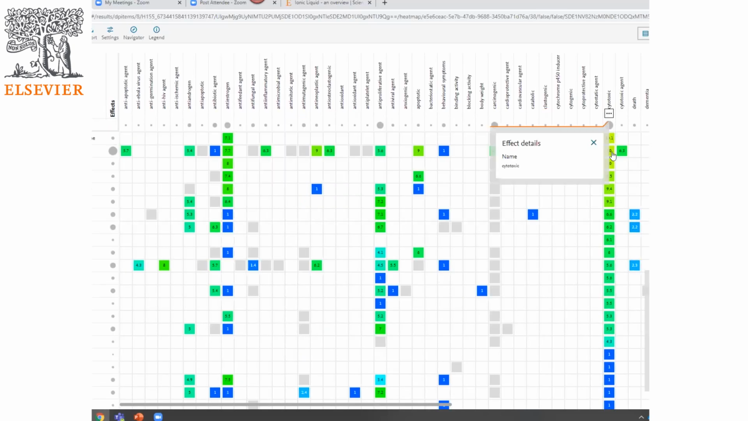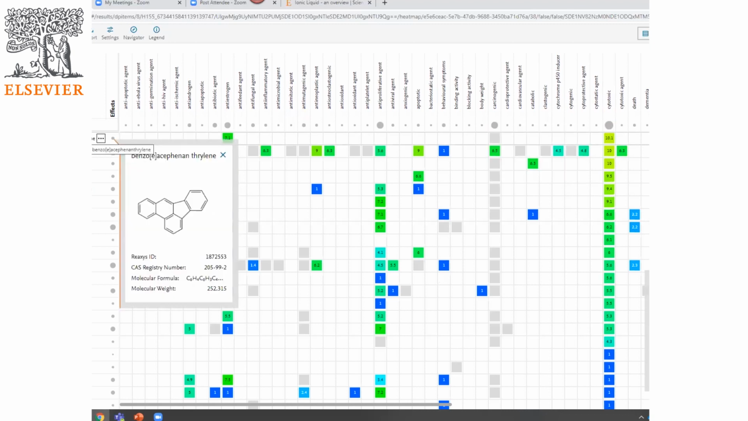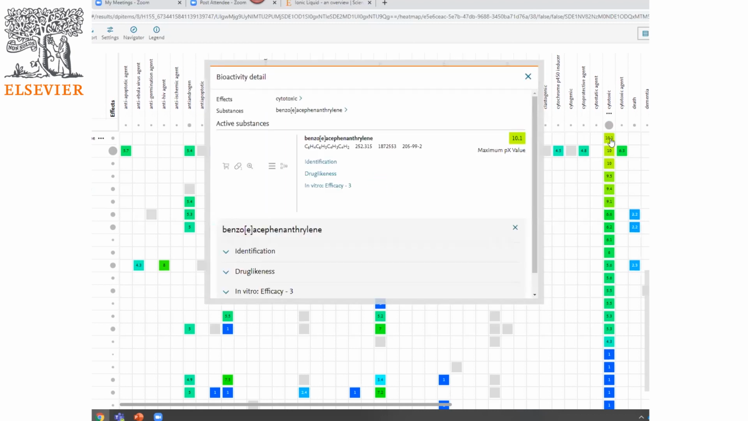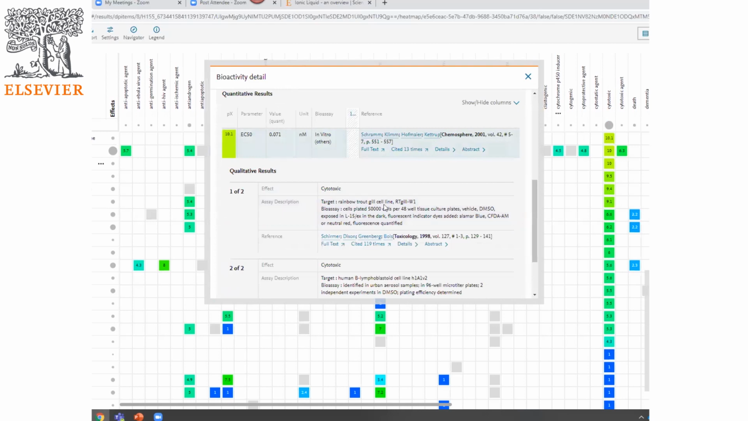Just click there and you will see the cytotoxicity. The most dangerous compound, this one, has the highest cytotoxicity, 10. 1 means that there is almost no cytotoxicity measured. If you want to know more details about this number, just click on it and you will see the details, the quantitative results, IC50, which exact parameter was measured, what is the value, what was the unit, and so on.